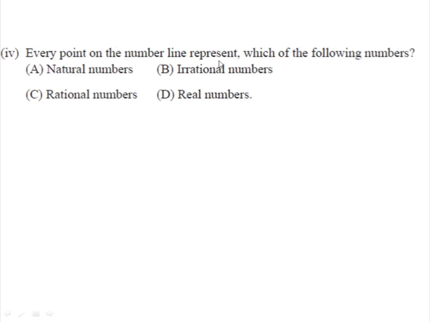Every point on the number line represents which of the following numbers? Natural numbers, irrational numbers, rational numbers, or real numbers. As we know, every point on the number line represents a real number, because natural numbers, irrational numbers and rational numbers are all subsets of real numbers. That's why every point on the number line represents a real number. So D is the correct option.